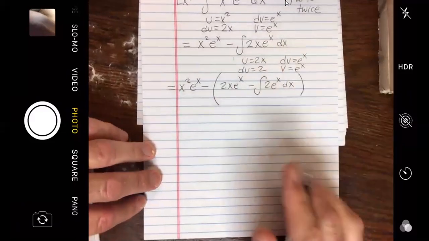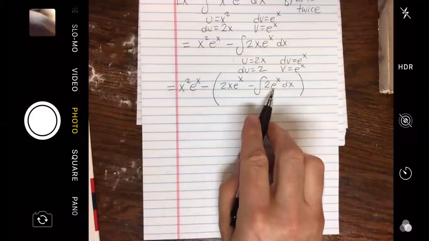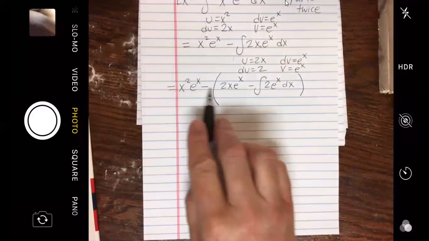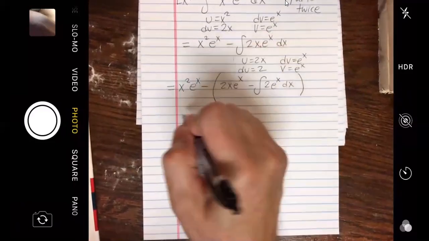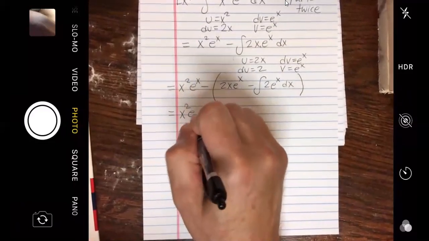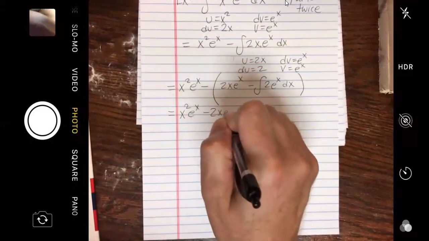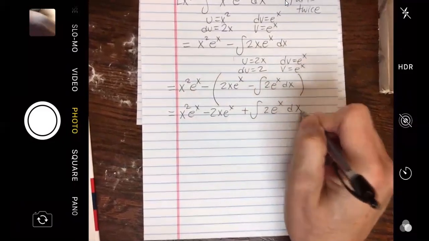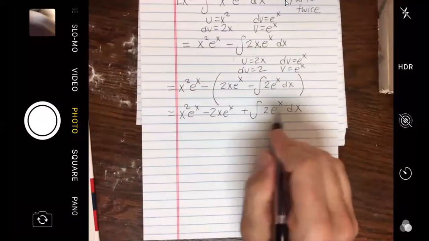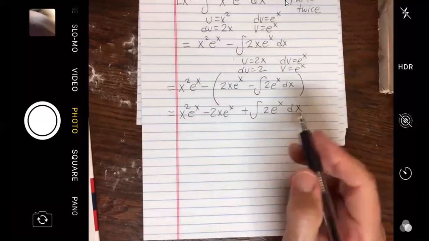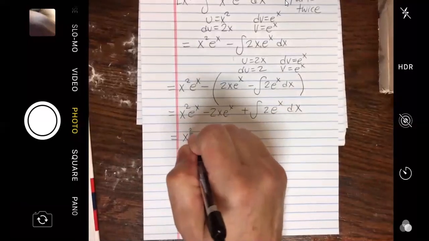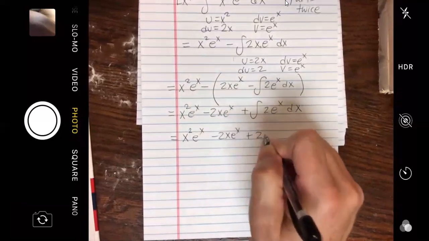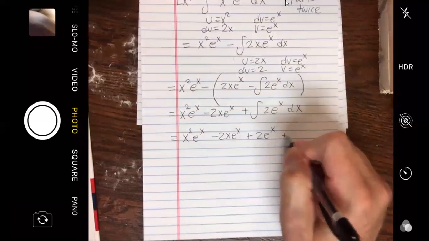There. And now I've gotten rid of the x. I'm going to go ahead and distribute my minus sign. Minus 2x e to the x and add integral 2 e to the x dx. And now I can do this integral pretty simply. The 2 just carries along, and I wind up with e to the x minus 2x e to the x and add 2 e to the x plus c.